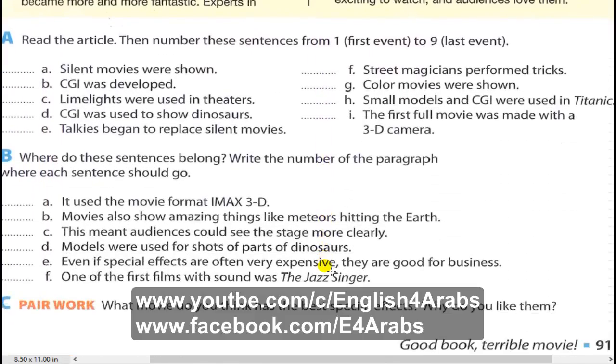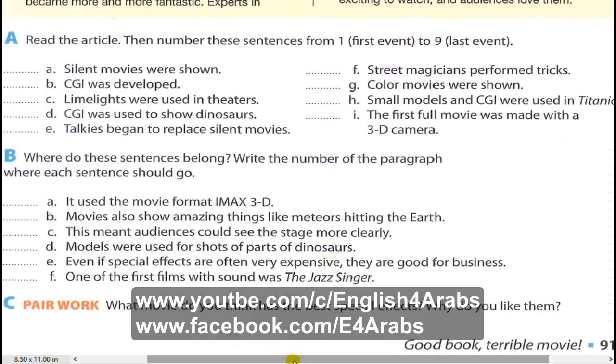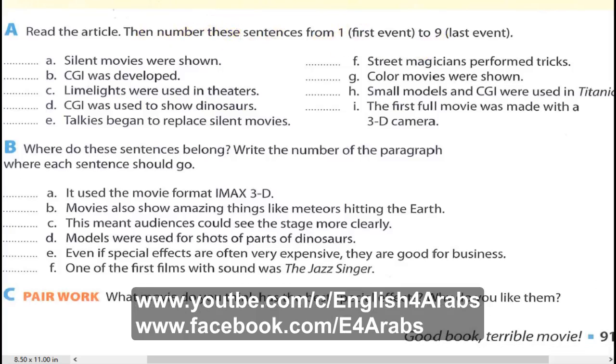A. Read the article, then number these sentences from 1, first event, to 9, last event. This is homework. Homework, you are going to answer the questions of the passage. You'll put them in order.